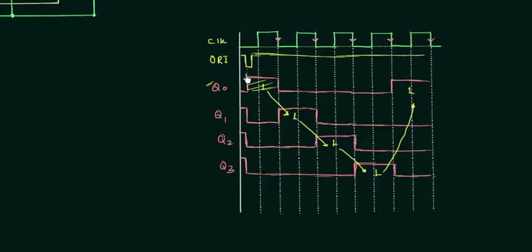It's a very simple topic to understand, and it's very important at the same time. These waveforms clearly show that the presetted one shifts 1 bit per clock cycle and forms a ring. Hence the name is ring counter.